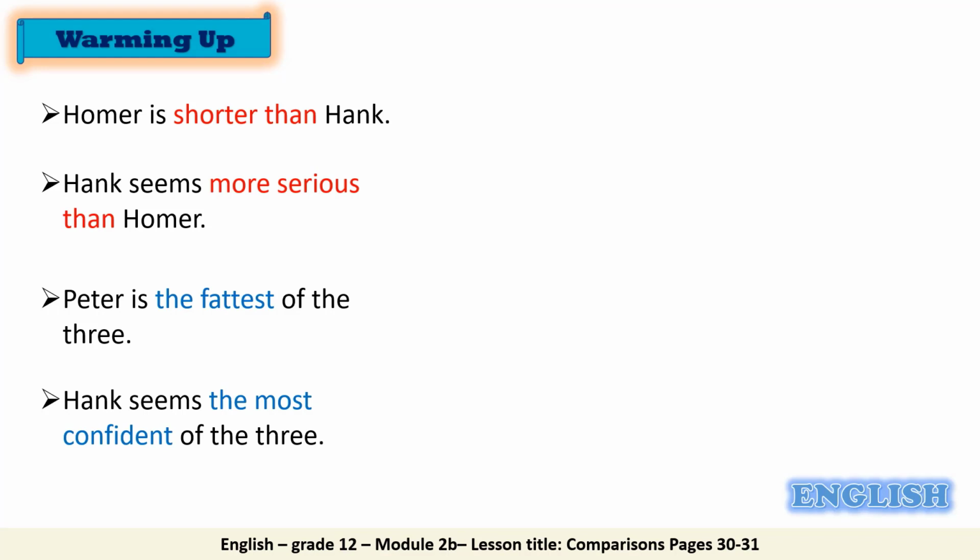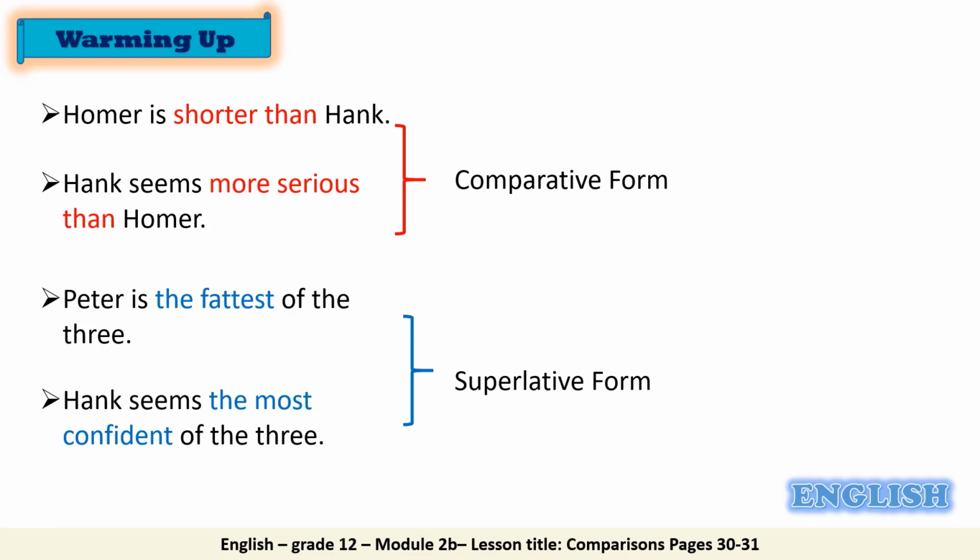Let's compare now between the two pairs of sentences. What's the difference between them? Absolutely. While the first pair of sentences are in the comparative form, which is a comparison between two people or two objects, the second couple of sentences are in the superlative form, which is a comparison between three or more people or objects. Details about these and other forms of comparison will be tackled throughout our lesson.